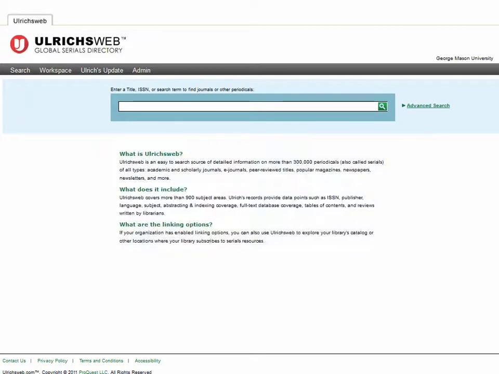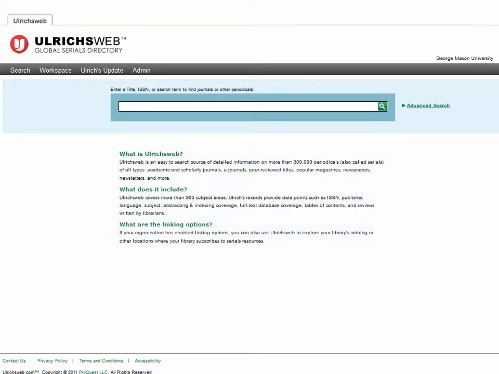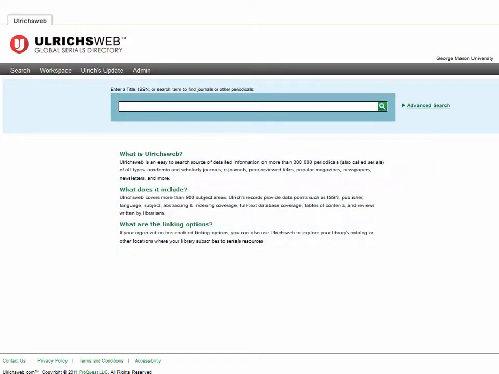In many disciplines like the humanities and sciences, academic or scholarly publications will usually have the most authority. However, in more applied fields like business, education, and even nursing, trade publications are also highly valued. So you will need to do more research to ensure that you are including the best journals in your specific discipline. Let's compare the two journals we discussed earlier, Amber Waves and the American Journal of Agricultural Economics.